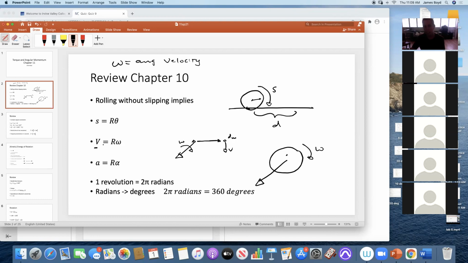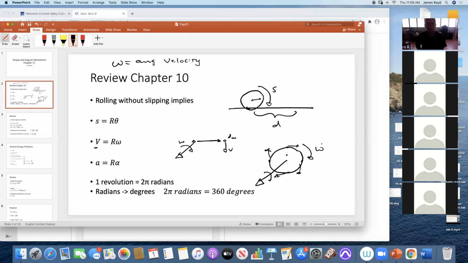What's weird here, though, is v and omega are both vectors, but they don't point in the same direction. As these points go around, v is going to be changing as it rotates. But omega is actually about the negative axis if we're talking right-hand rule. So the reason I'm not putting vector signs on everything is that we know v and s and a are all vectors, but they're not in the same direction as r and omega. So it gets really weird. Essentially, r and v are always perpendicular. And yeah, it's kind of a mess.